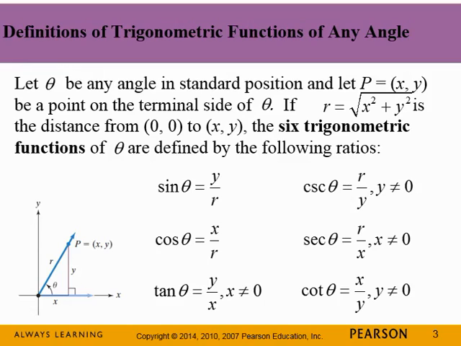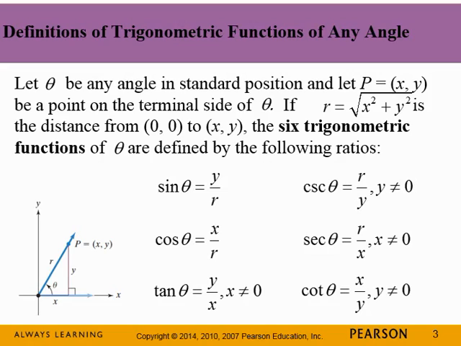So, if theta is any angle in standard position, and P equals (x, y) is a point on the terminal side of theta, then r equals the square root of x squared plus y squared. That's kind of like the Pythagorean theorem, where c squared equals a squared plus b squared. It's the same thing. Your (x, y) is your distance from (0, 0).